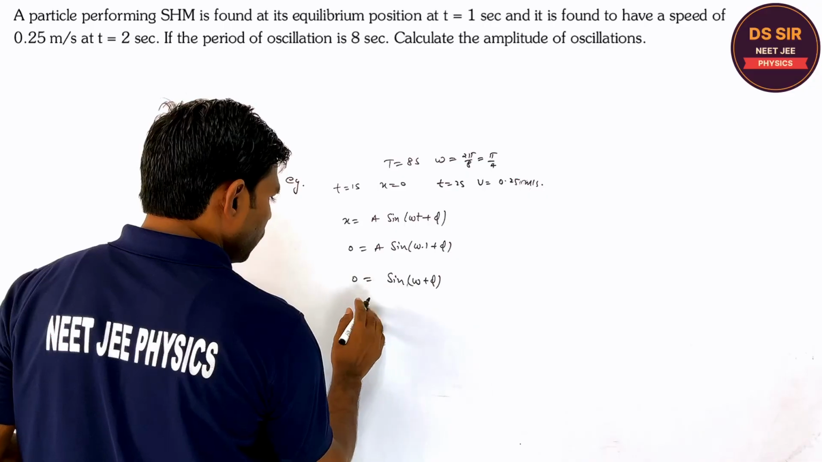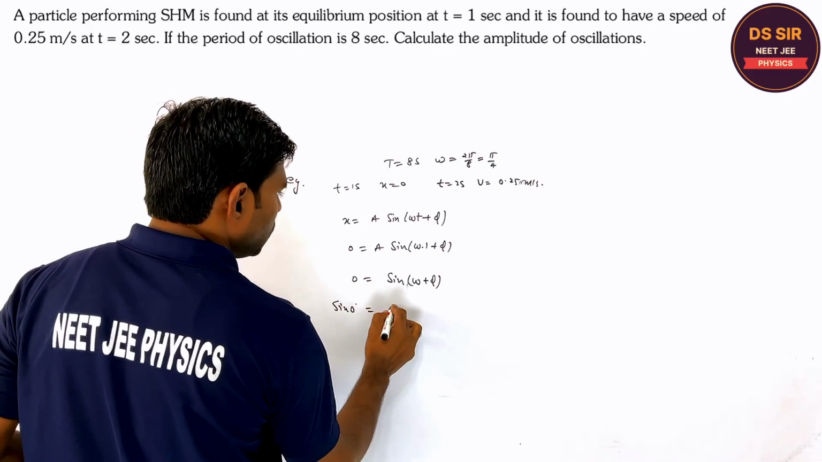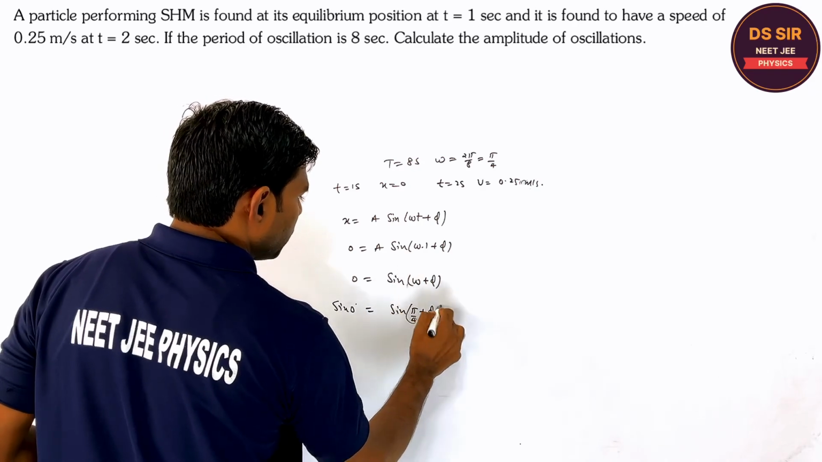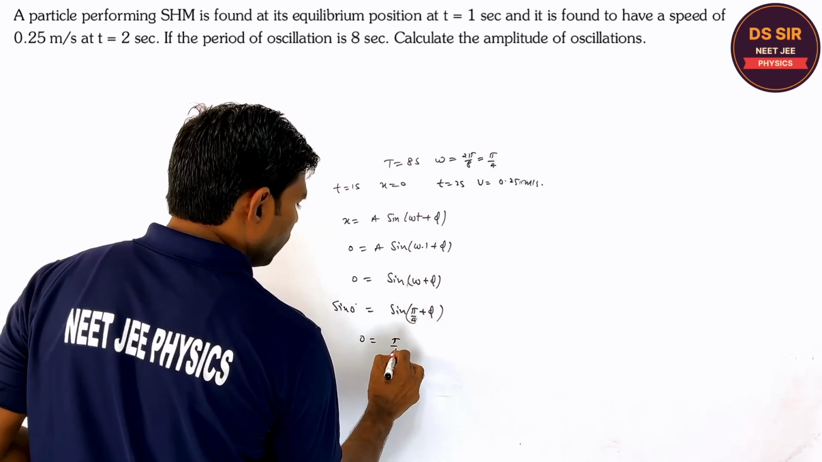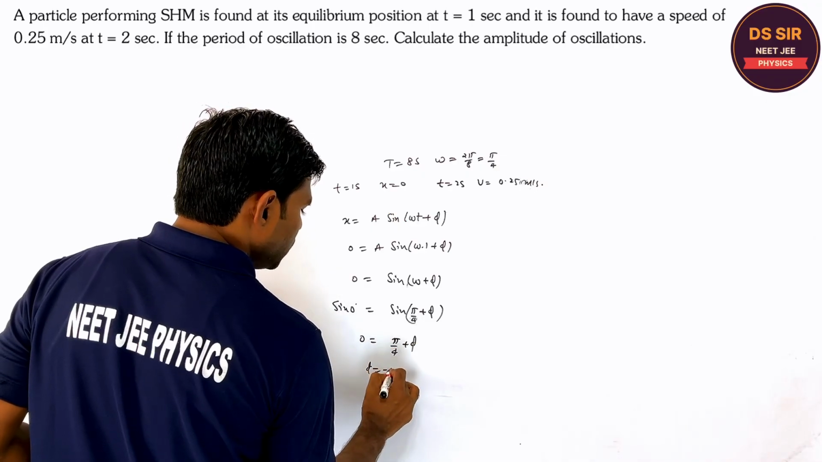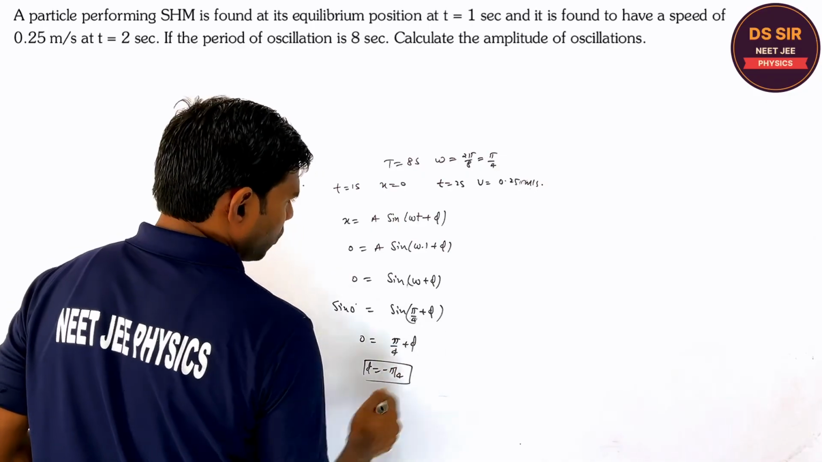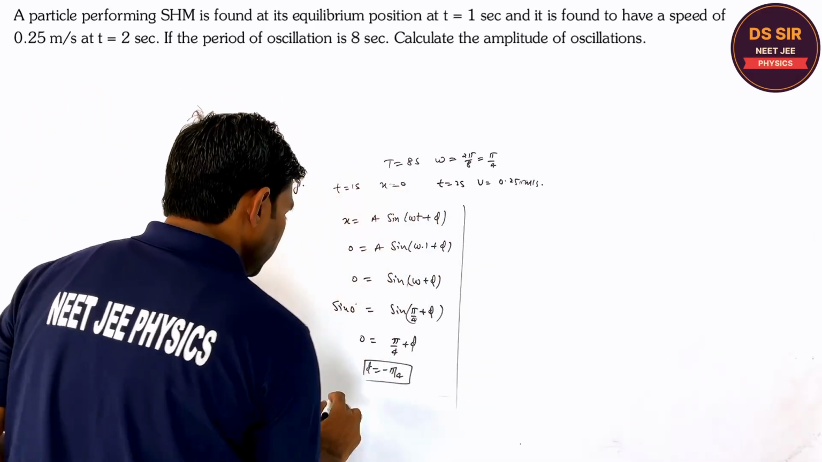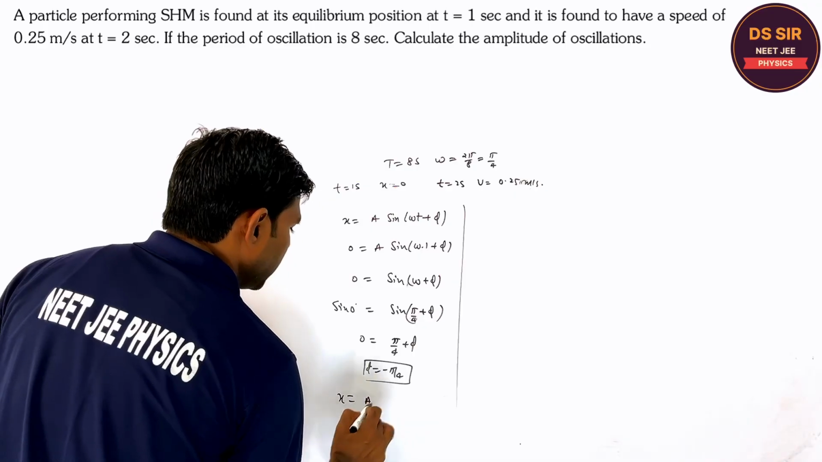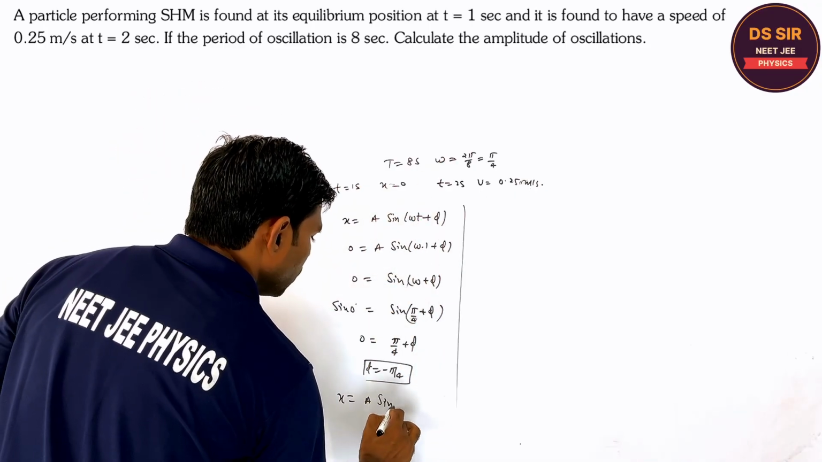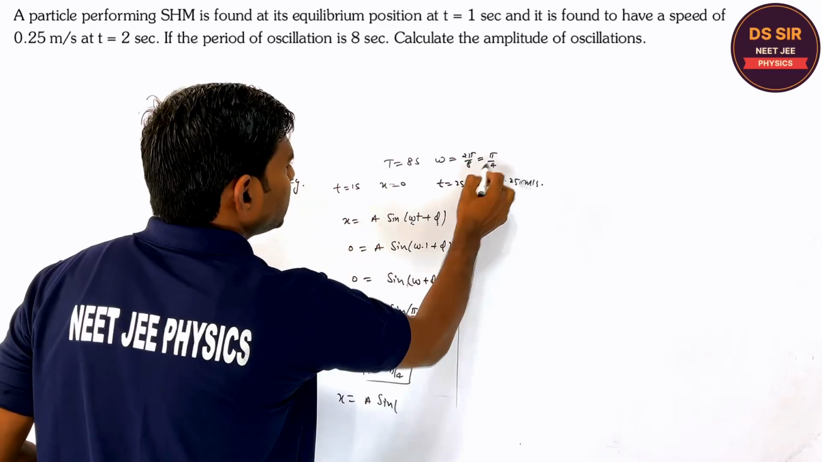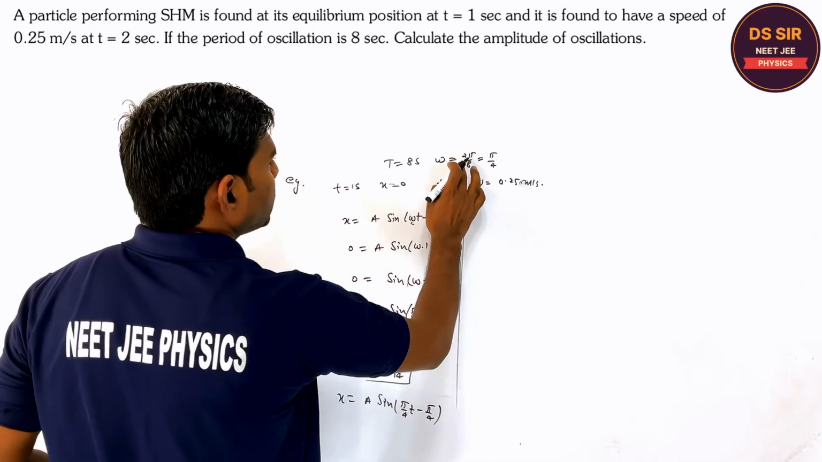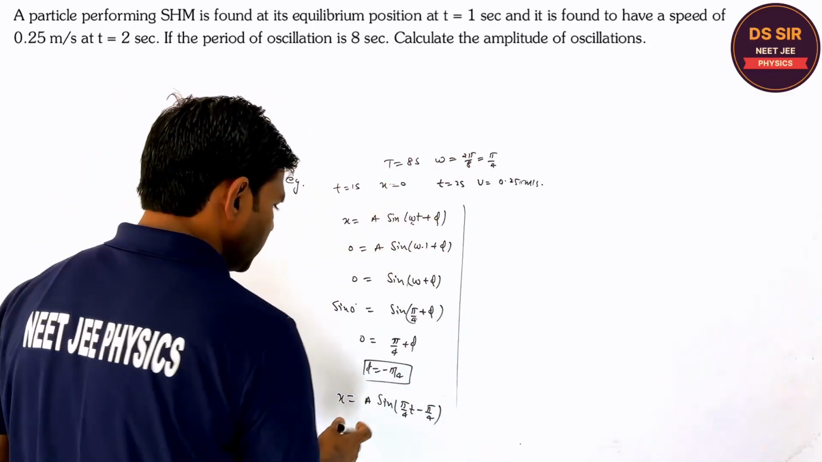Fine. So if x is 0, it means sin 0 is equal to sin(omega plus phi). Omega means pi by 4, plus phi. So it means 0 is equal to pi by 4 plus phi. So initial phase may be minus pi by 4, or it may be 3 pi by 4 also, right? So the equation of the SHM is a sin(omega t plus phi). Omega is what? Say pi by 4, so a sin(pi by 4 t minus pi by 4). Is it clear or not? You tell. This is the x.